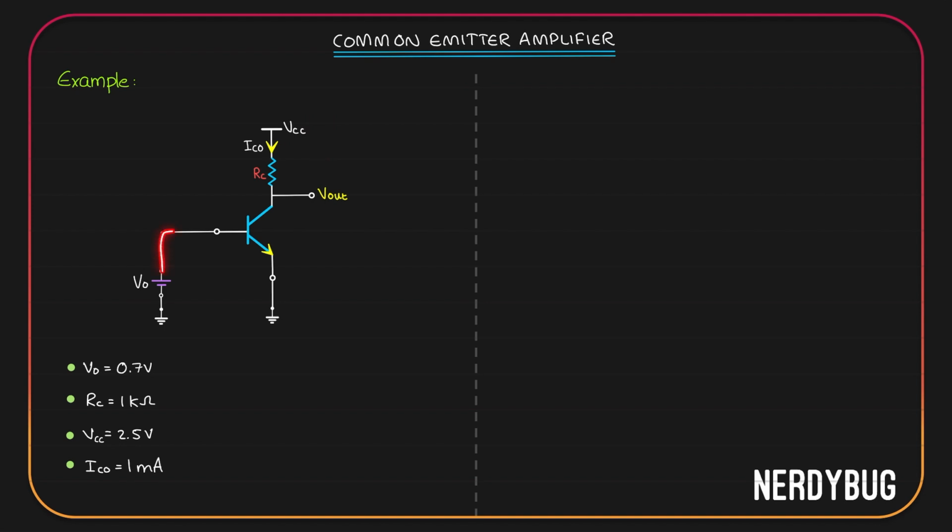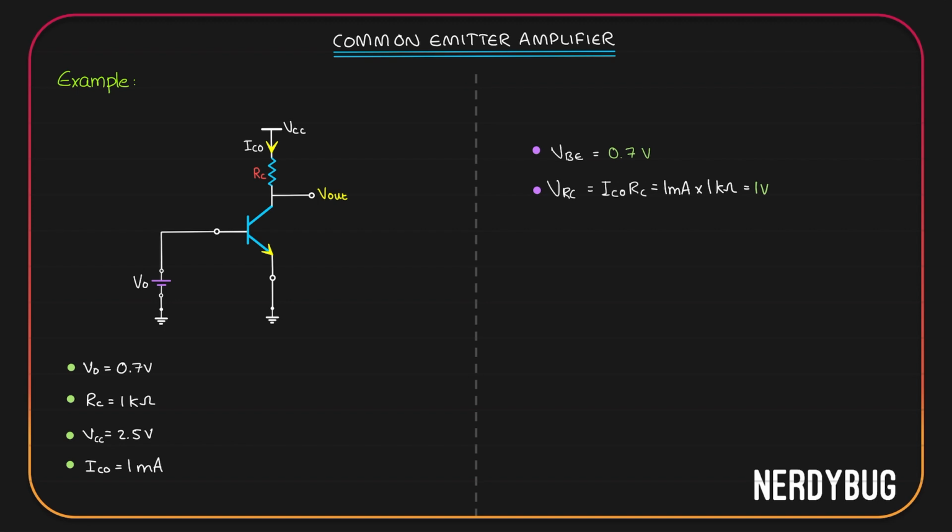Here V naught is directly connected between the base and emitter. So the base emitter voltage is going to be V naught, which is 0.7 volt. Now I want the value of voltage across the collector resistor. For that, I know the current that is flowing through it, IC naught. I also know the resistance RC. IC naught is 1 milliampere, RC is 1 kilo ohm. So the voltage across it is going to be IC naught RC, which is 1 milliampere multiplied by 1 kilo ohm, which is simply 1 volt.